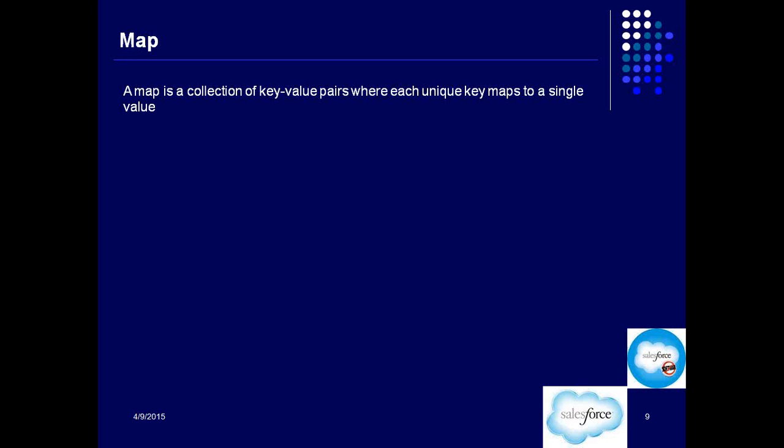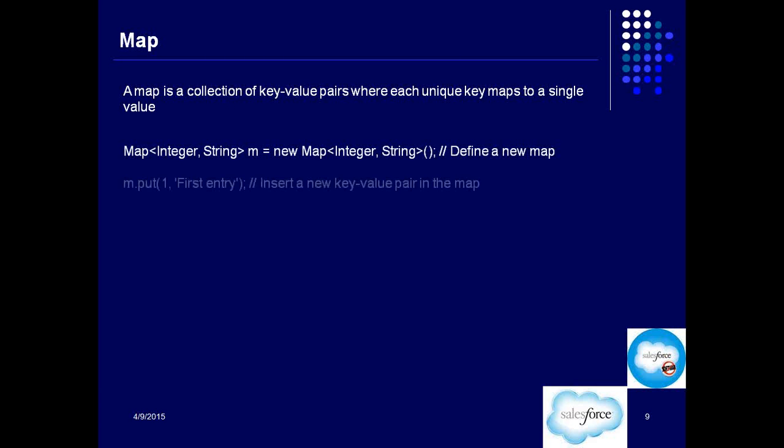Okay, so in the map thing we have two collections. One collection is mapped to the other collection. So let's see, you can do a map of integer and string.